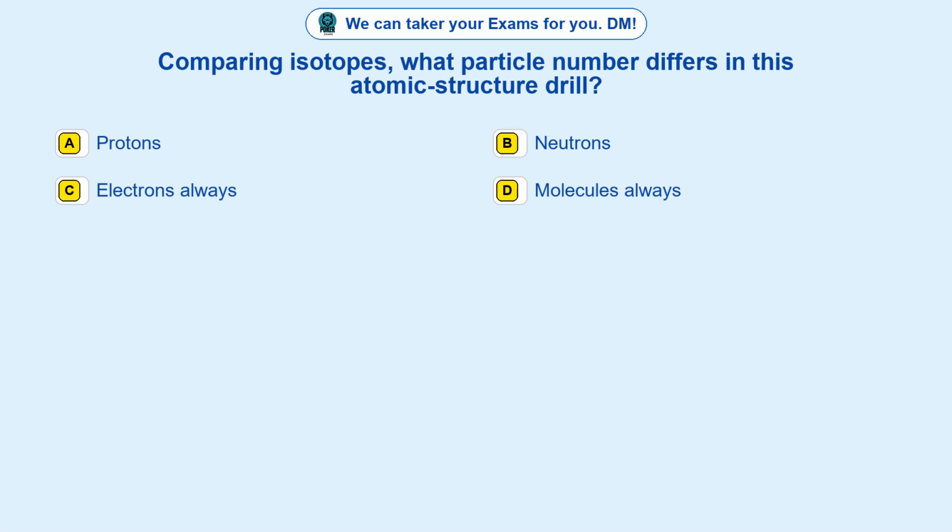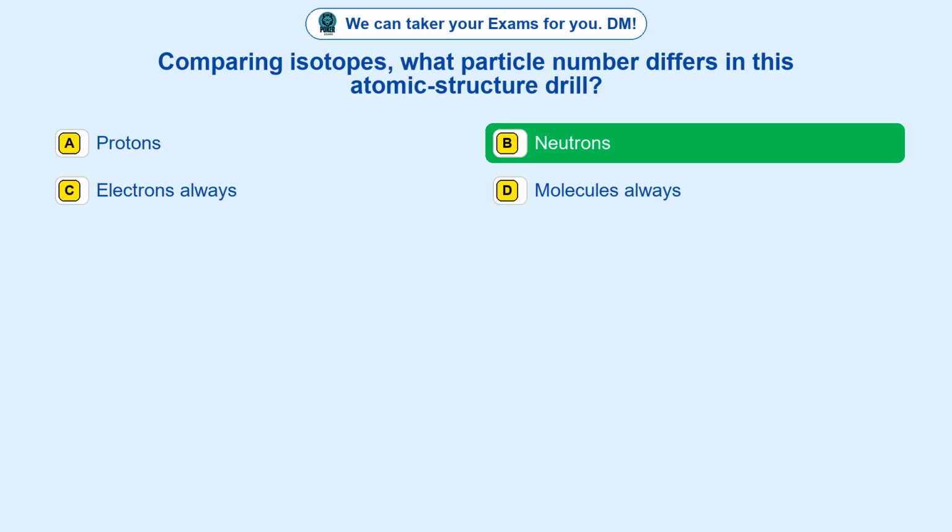Question 42. Comparing isotopes, what particle number differs in this atomic structure drill? Option A, protons. Option B, neutrons. Option C, electrons always. Option D, molecules always. The correct answer is option B, neutrons.